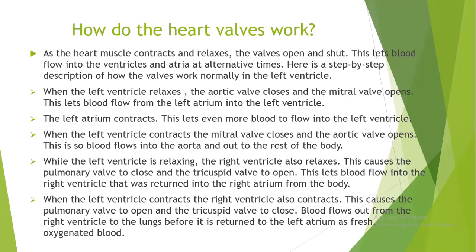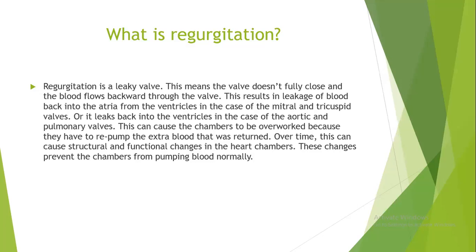While the left ventricle is relaxing, the right ventricle also relaxes. This causes the pulmonary valve to close and the tricuspid valve to open. This lets blood flow into the right ventricle that was returned into the right atrium from the body. When the left ventricle contracts, the right ventricle also contracts. This causes the pulmonary valve to open and the tricuspid valve to close. Blood flows out from the right ventricle to the lungs before it is returned to the left atrium as fresh oxygenated blood.